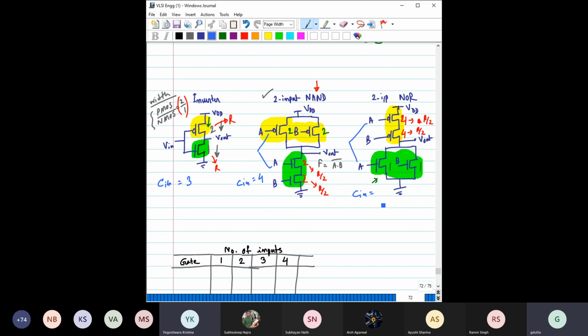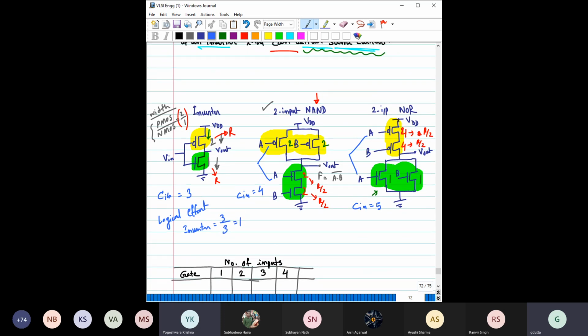So it is 4 plus 1, so it is 5, right? So then how do you find the logical effort? So logical effort for this gate or this inverter would be how much? It is 3 by 3. So it is equal to 1.